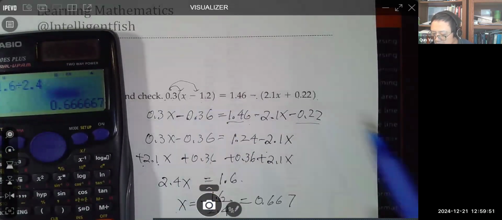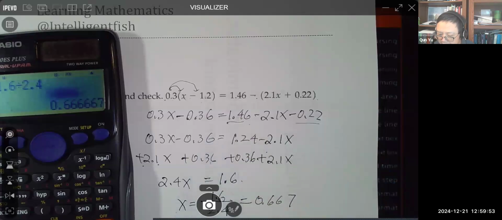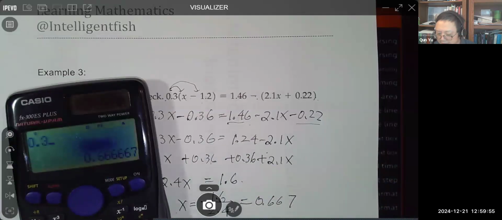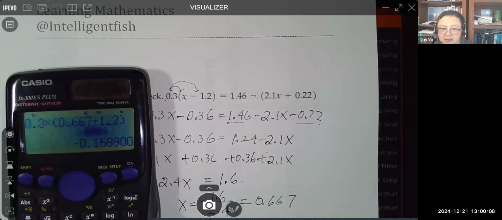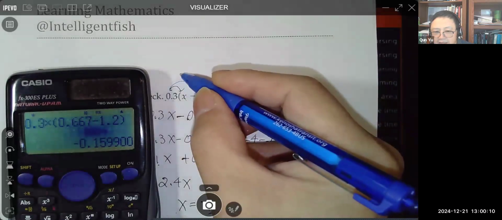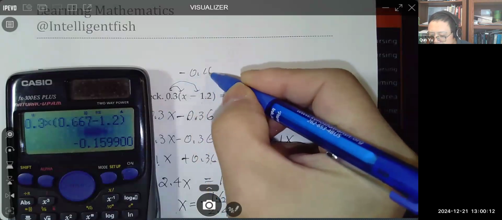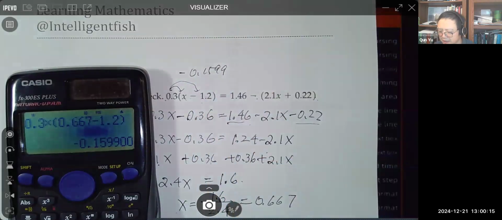So this is 0.3 times parentheses 0.667 minus 1.2, close the parentheses, equals. So on the left-hand side, we got negative 0.1599. Let's look at the right-hand side.